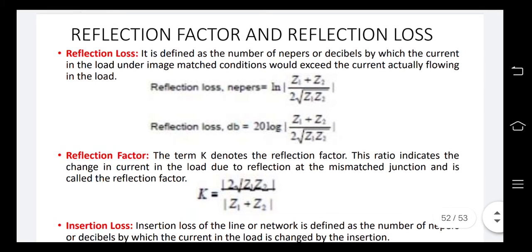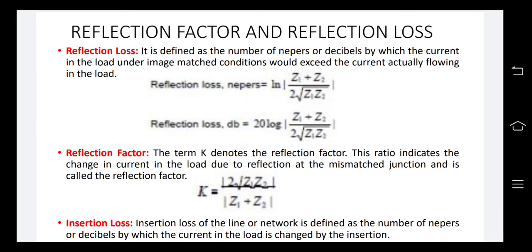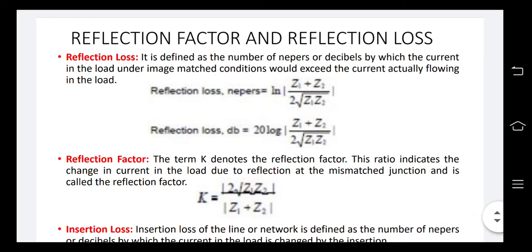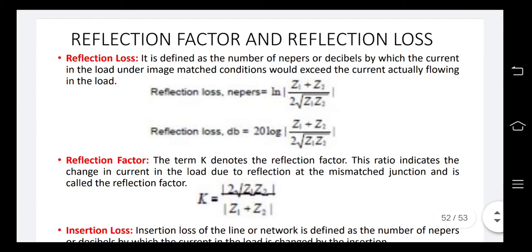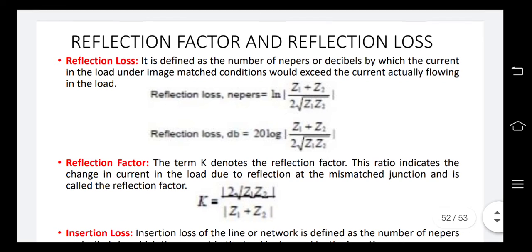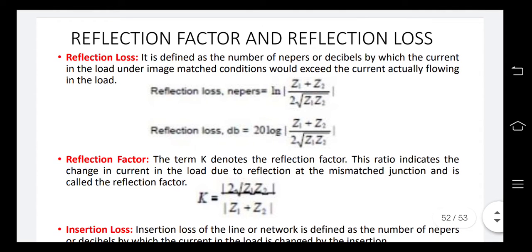Reflection factor and reflection loss. The reflection loss is defined as the number of nepers or decibels by which the current in the load under image matched conditions would exceed the current actually flowing in the load. So reflection loss in nepers is equal to ln of the modulus of (Z1 plus Z2) divided by 2 times the square root of Z1 Z2. Reflection loss in dB will be equal to 20 log of the modulus of (Z1 plus Z2) divided by 2 times the square root of Z1 Z2.